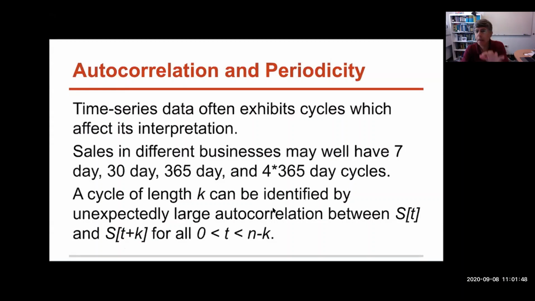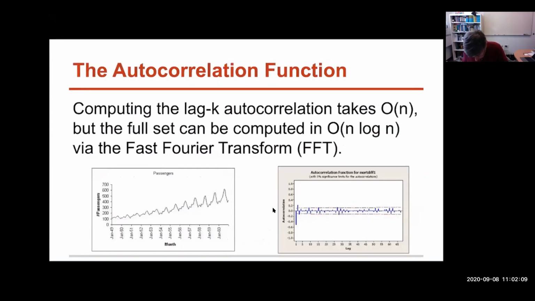Do people see what I mean by a shift of a time period? If I compare the sales today with the sales 7 days from now, that would let me detect if there is a weekly autocorrelation, right? Any questions about that? How much computing time, as algorithms people, does it take to compute a correlation? If you have n items, how much time does it take to compute the correlation of n items?